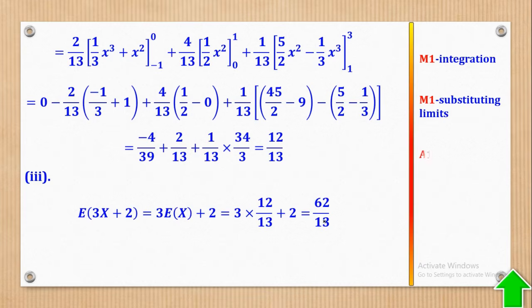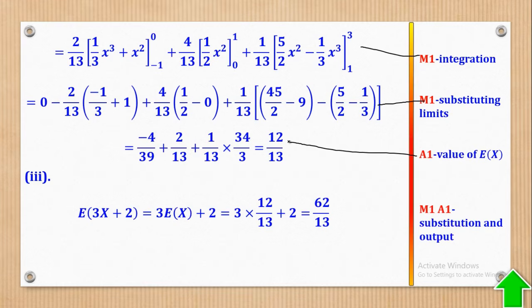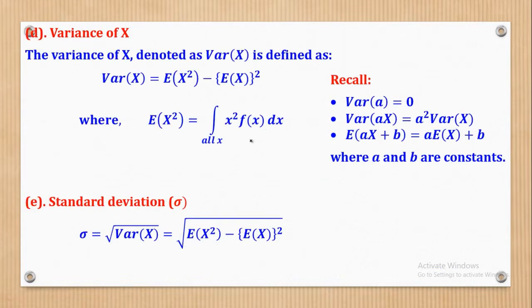Now let's see how marks can be awarded. So M1 for integration, M1 for substituting limits, A1 for the value of E(x). Here M1 for substitution and A1 for the value of the output. So that was expectation. I believe you have mastered expectation. Now we shall go to the next part, which is variance of x and standard deviation.